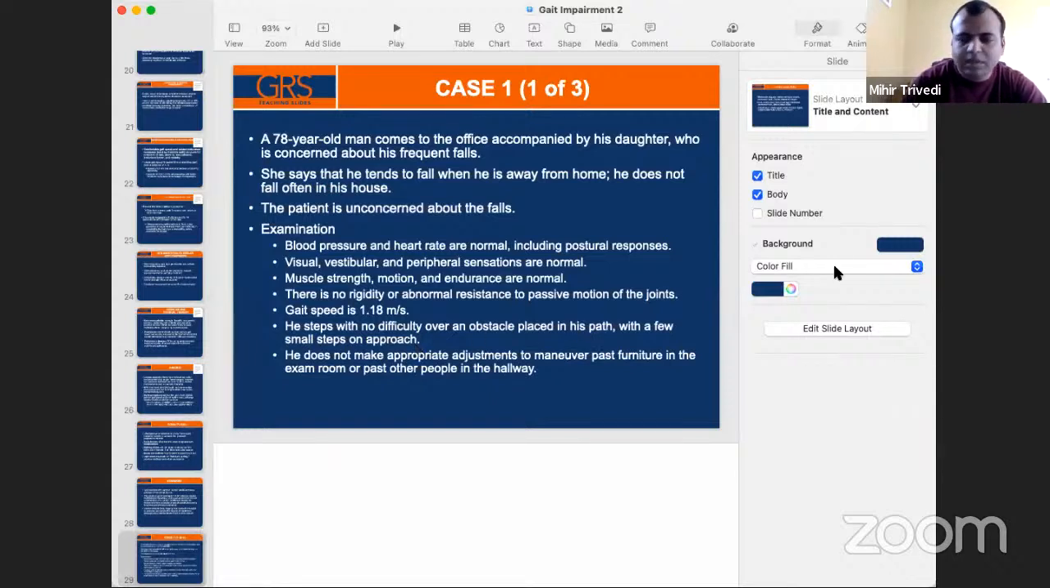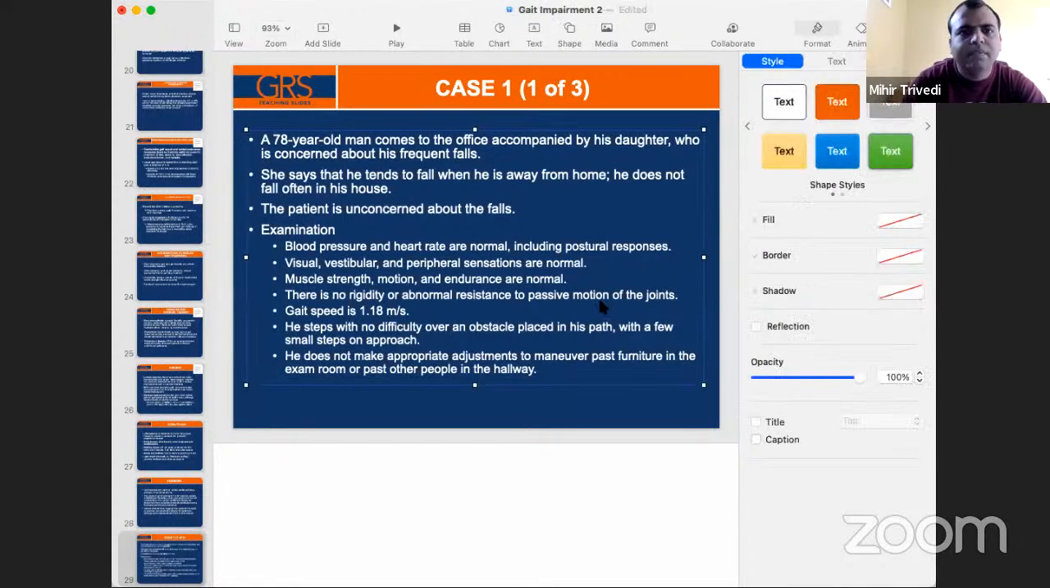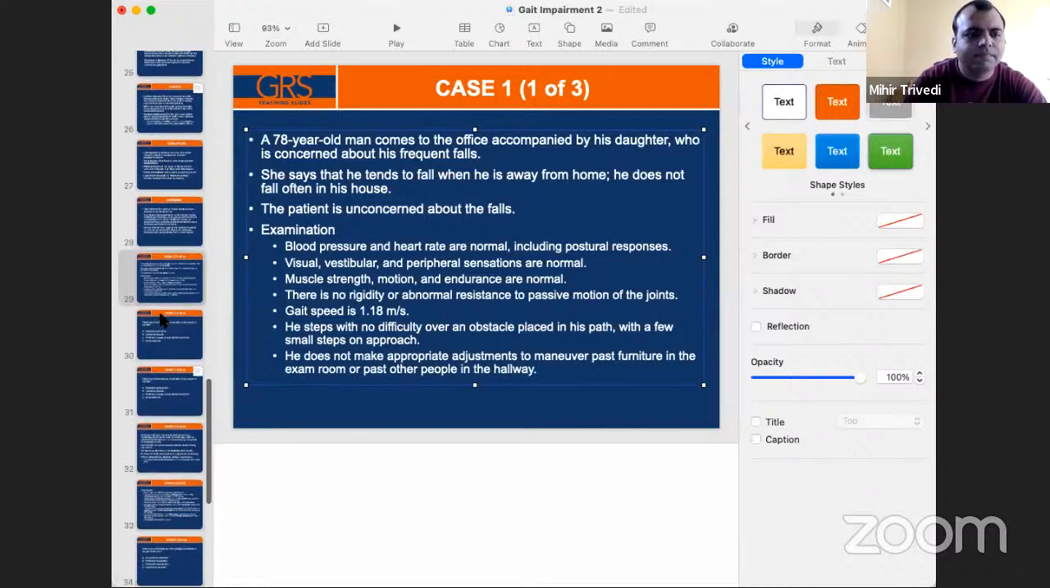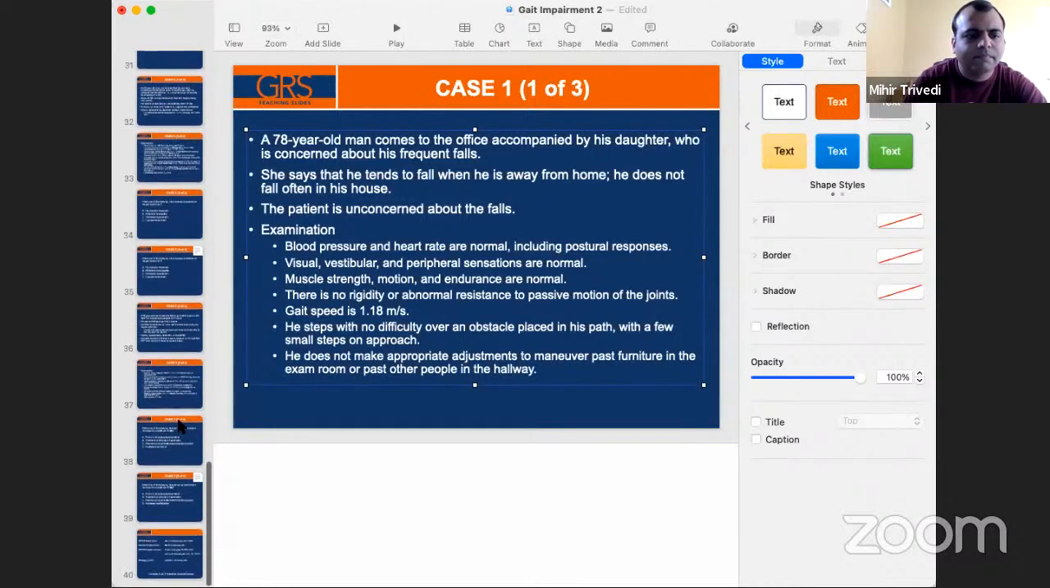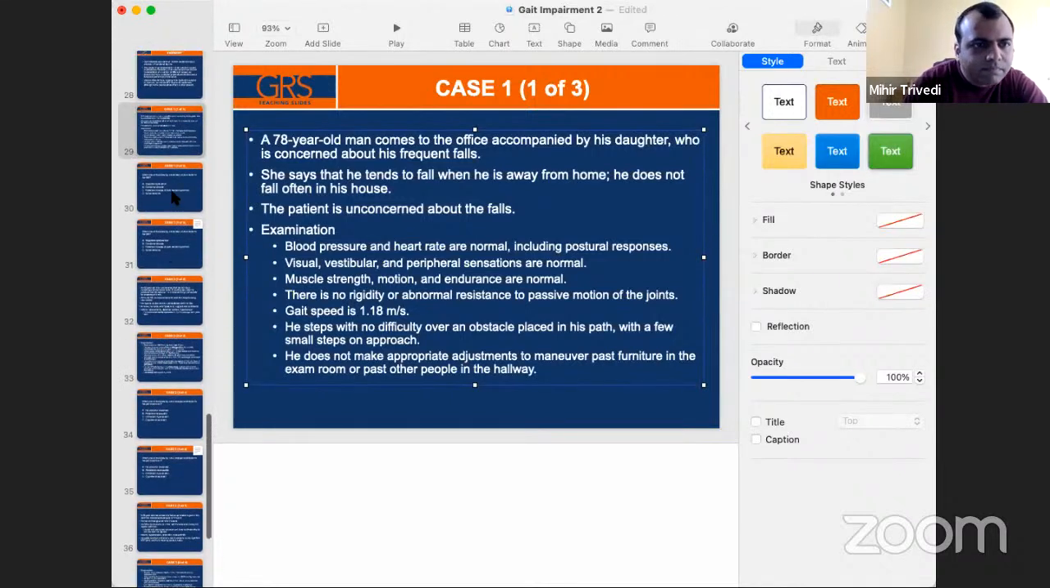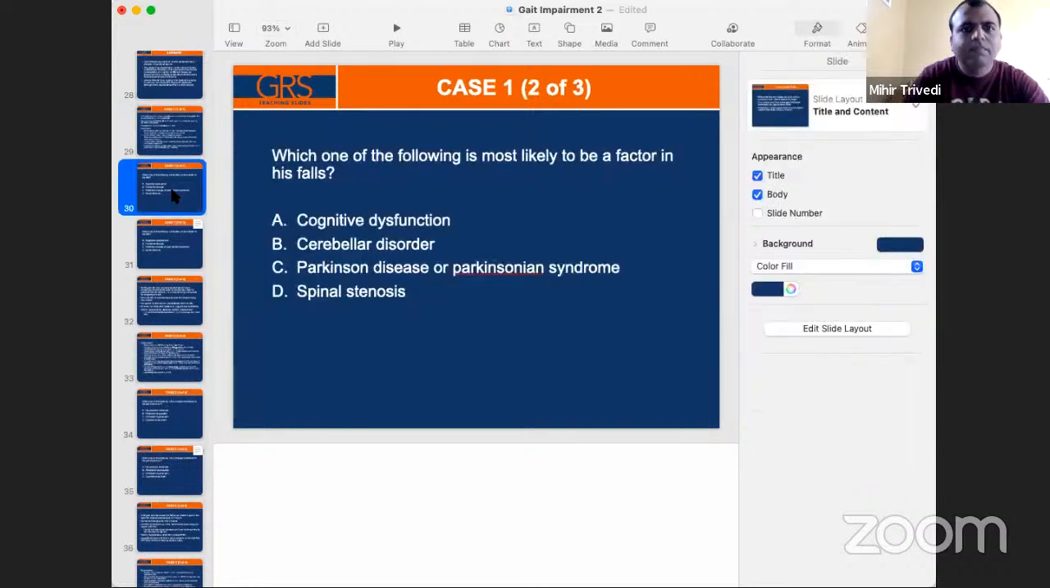So let's see the next slide. Which of the following is most likely to be a factor in his fall? A, cognitive dysfunction; B, cerebral dysfunction; C, Parkinson disease or Parkinsonian syndrome; or D, spinal stenosis. Please put your answers in the chat box.